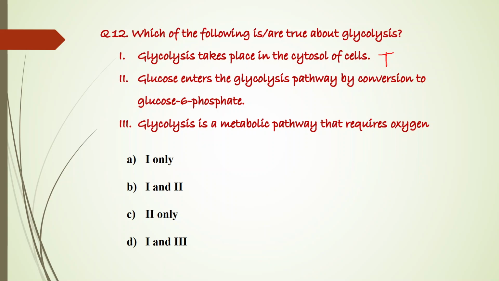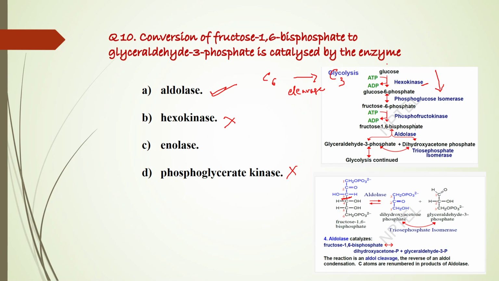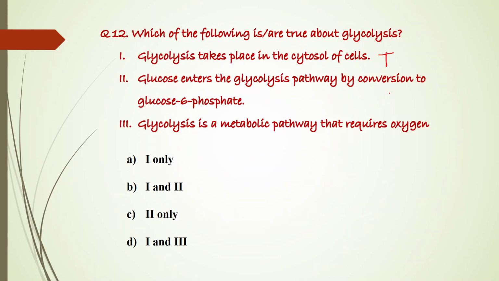The next one is: glucose enters the glycolysis pathway by conversion to glucose 6-phosphate. Yes, we have just seen the cycle. Let me go back a few slides. Yes, this is the glycolysis cycle where you can see the very first step involved in glycolysis is glucose to glucose 6-phosphate. That means this option, stating that glucose enters glycolysis by conversion to glucose 6-phosphate, is another true statement.